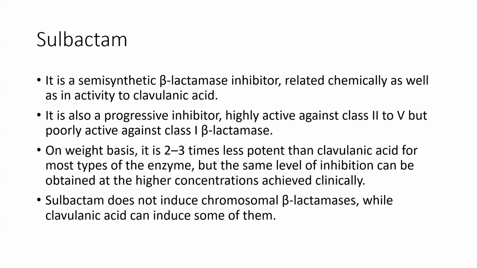Now about sulbactam. It is a semi-synthetic beta-lactamase inhibitor related chemically as well as in activity to clavulanic acid. It is a progressive inhibitor and highly active against class 2 to 5, but poorly active against class 1 beta-lactamases. On a weight basis, it is 2 to 3 times less potent than clavulanic acid for most types of the enzyme, but the same level of inhibition can be obtained at the higher concentrations achieved clinically. Sulbactam does not induce chromosomal beta-lactamase, but clavulanic acid can induce some of them.